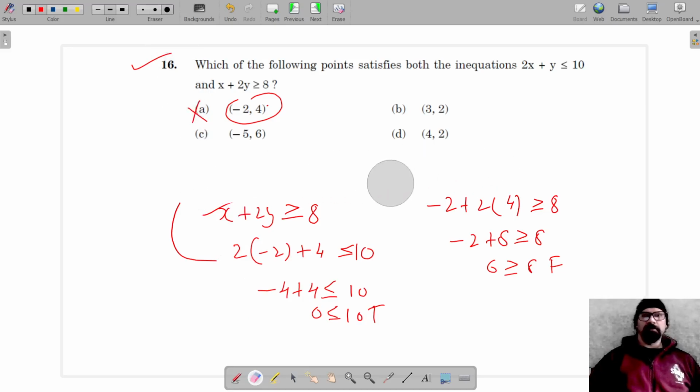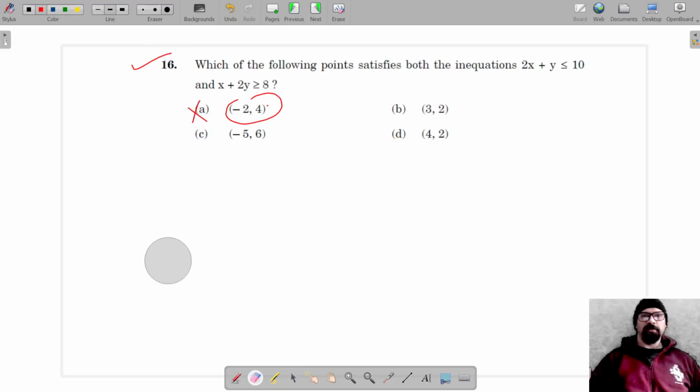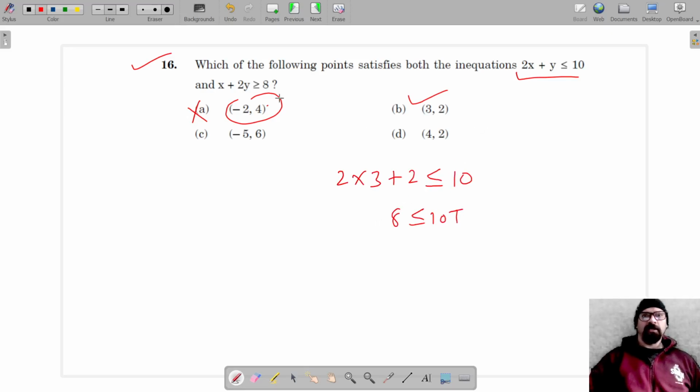Let's check the second point, which is 3 comma 2. If I put 3 comma 2 in the first equation, which gives me 2 into 3 plus 2 is less than or equal to 10. So 6 plus 2 is 8 is less than or equal to 10, which is true. And let's take it for the second equation. So 3 plus 2 into 2 is greater than or equal to 8. So 7 is greater than or equal to 8, which is false. So that means this is also not satisfying the given equations.